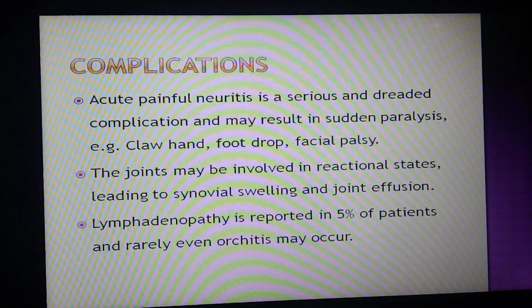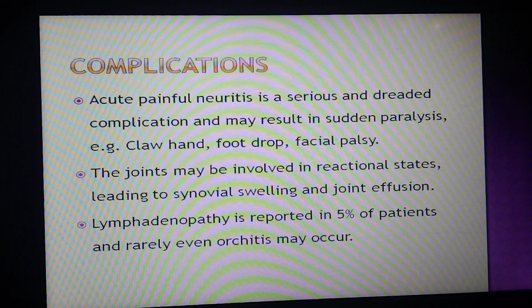Hello everyone. Let us continue our topic today with the complications of leprosy. So, what are the complications of leprosy? First of all, acute painful neuritis is a serious and dreaded complication and may result in sudden paralysis, for example, claw hand paralysis, foot drop, facial palsy, etc.